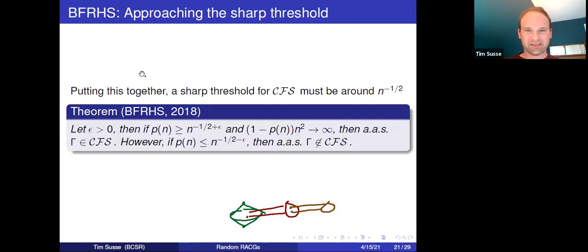Okay, summarizing where we were in 2018, we figured out that the threshold for CFS happens somewhere around n to the minus 1/2. If your power was even a little bit more than n to the minus 1/2, then the graph would have CFS, and the right-angled Coxeter group would have quadratic divergence. But if the power on your n was even a little less than minus 1/2, then almost surely gamma won't have the CFS property.